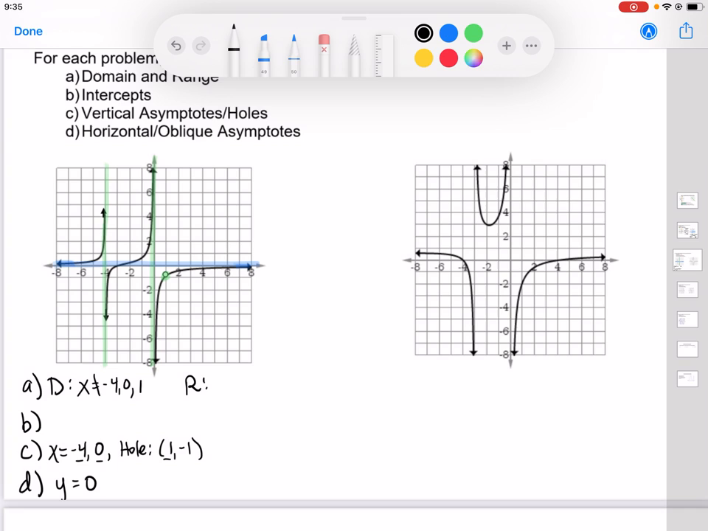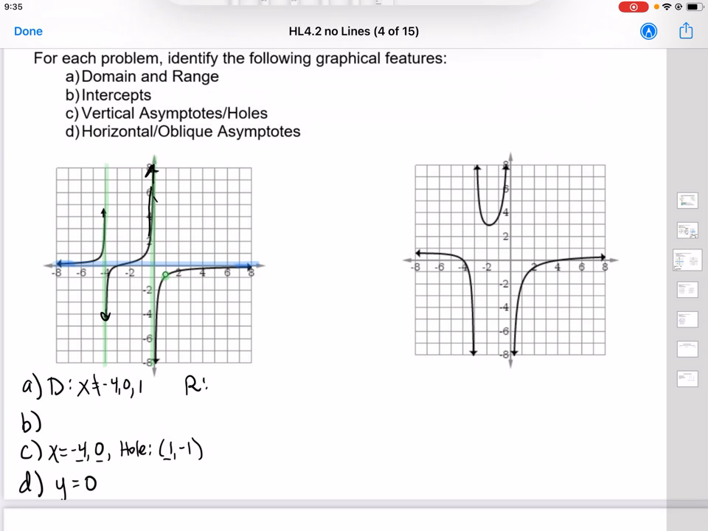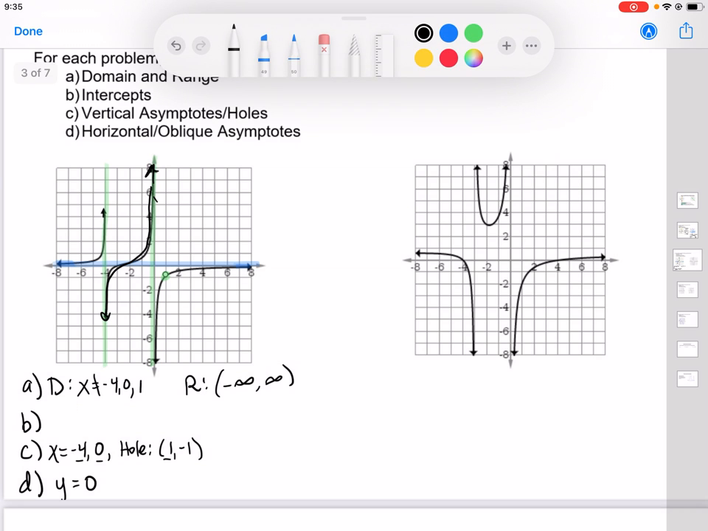So if you look at the range for this problem, there are no gaps anywhere because there are arrows that go on and on forever. And actually notice how this middle section crosses through the asymptote. That means your range is actually all the way from -infinity to +infinity. Never stops, never has any breaks or anything.